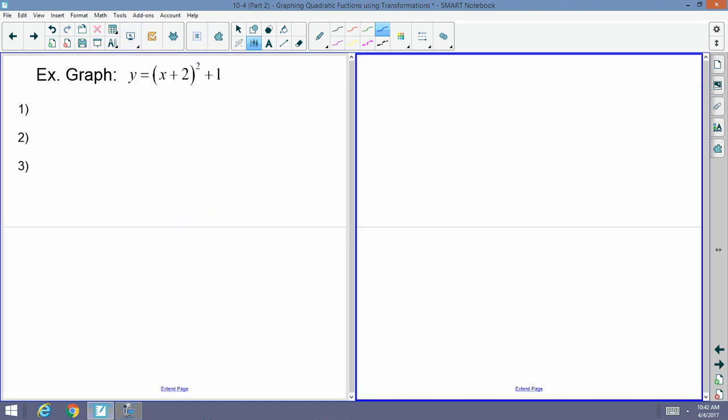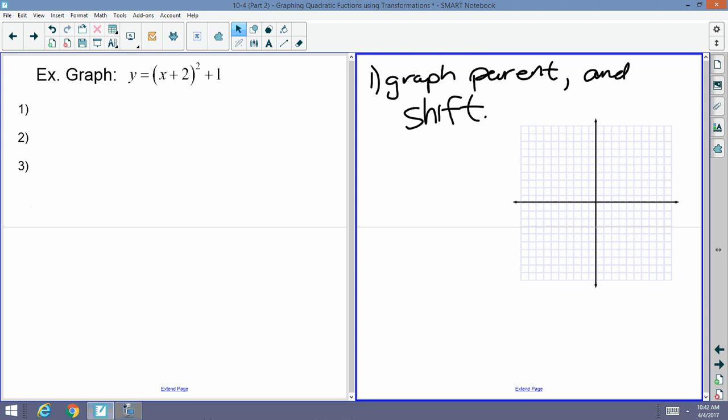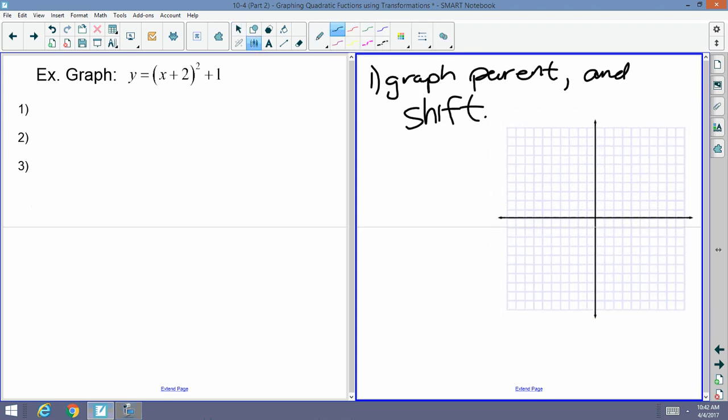Let's say that I want to graph this same exact function, y equals x plus 2 squared plus 1. Okay, I want to graph that. Well, guys, this looks like a quadratic function, but it's been shifted, correct? So you could always graph the parent and shift. Okay? Graph the parent and shift. So what am I talking about? Let me show you. So my parent we know is 0, 0, 1, 1, negative 1, 1. If you don't know that, please go ahead and make a little table. That's my parent.